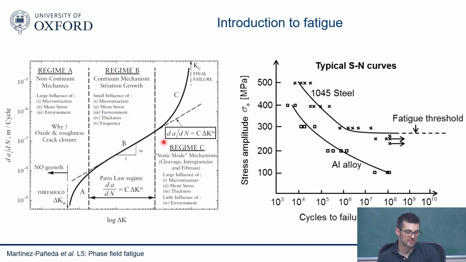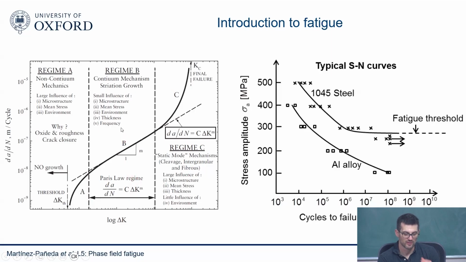So how to characterize things in regime B? This is the Paris law. This is what everyone uses. It's still a bit empirical. You have a C and an m parameter that you need to fit to experiments. So it would be great to reduce that empiricism. It would be great to actually figure out what this C and this m mean from a bit more first principles, more mechanics.